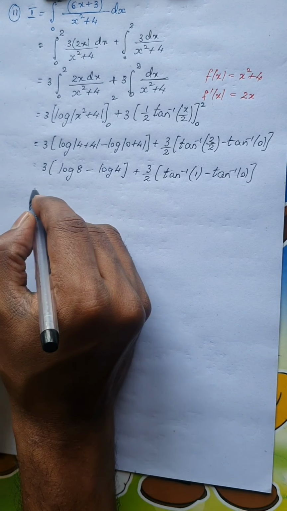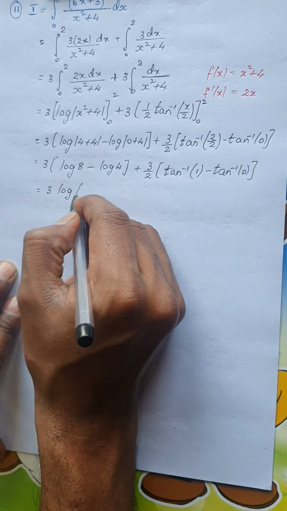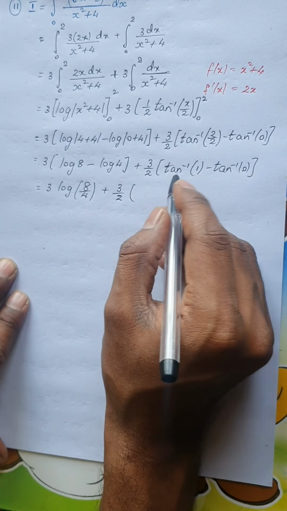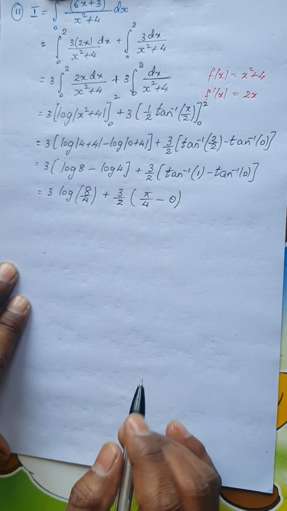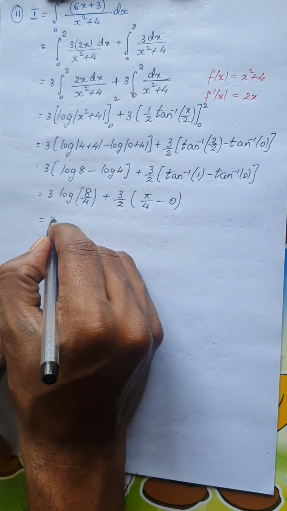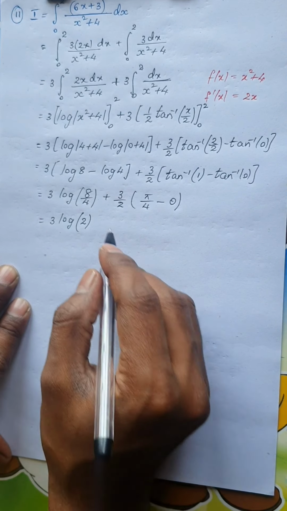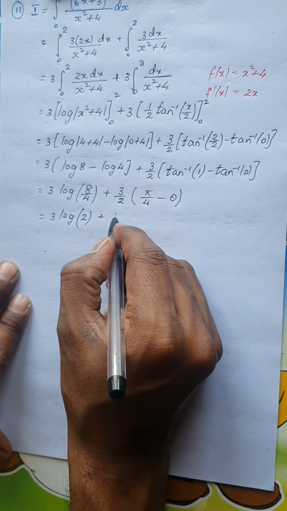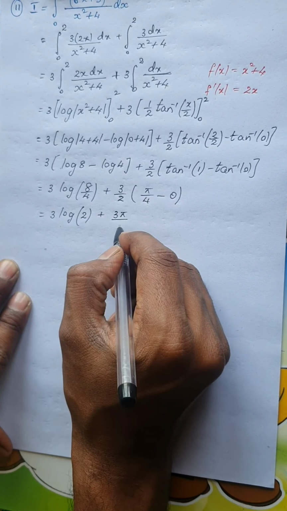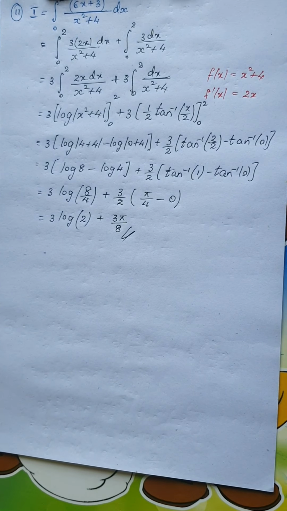Right, now this is of the form log m minus log n, which can be written as log of m by n, okay, plus 3 by 2 into, just now we have done a problem, tan inverse of 1 would be pi by 4 minus tan inverse of 0, which would be 0. So the final answer would be 3 log of 2, because 4 ones are 4, 4 twos are 8, plus 3 by 2 into pi by 4 minus 0, which is pi by 4 itself, so this would be 3 pi by 8. This would be the final answer. Is it clear? Okay.